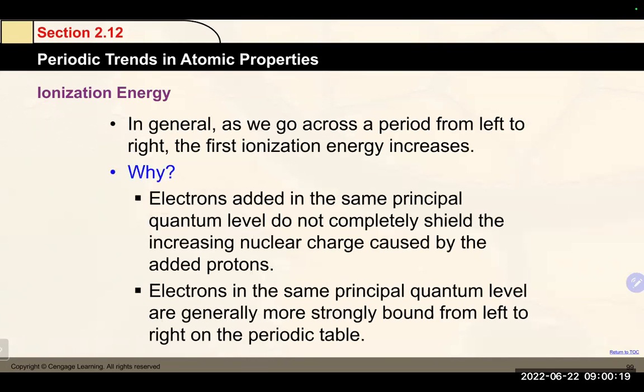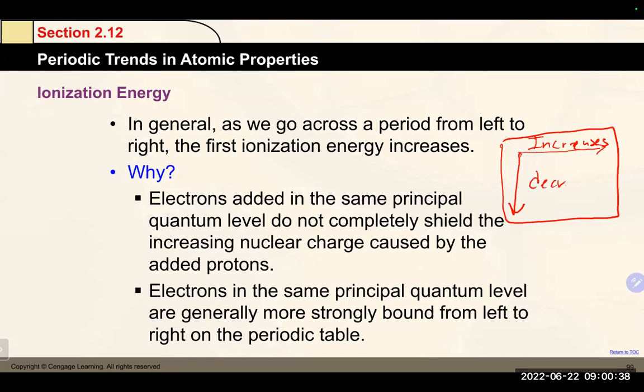Now, in general, when we look at the general trend for ionization energy on the periodic table, the general trend is as we go up and to the right, the ionization energy increases. And as we go to the left and down, the ionization energy decreases. So on the periodic table in general, ionization energy increases up and to the right and will decrease as you go left and down for a couple of reasons.